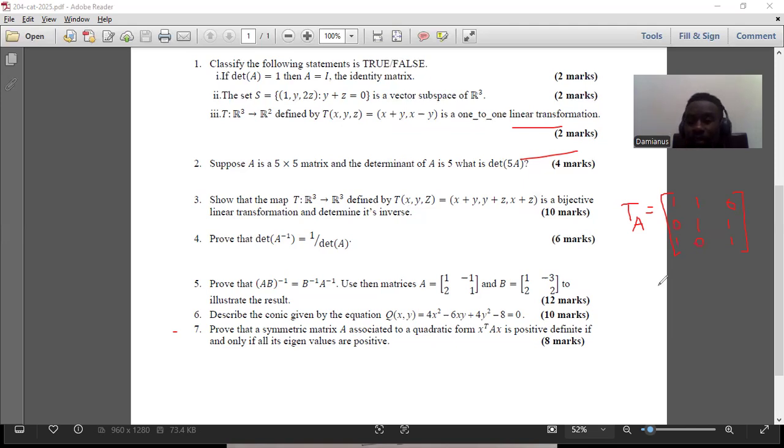Now, there are several things about the theorem I was going to tell you. One is that if the determinant of this matrix is not 0, then this matrix is invertible. Two, the linear transformation represented by this matrix is actually 1-to-1 and onto. It's bijective. Bijectivity means it is 1-to-1 and onto, and this is guaranteed by the fact that the determinant of this matrix is non-zero.